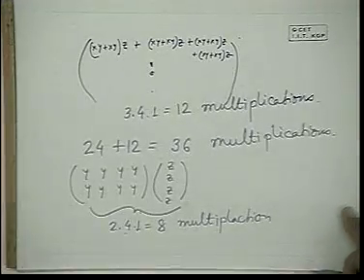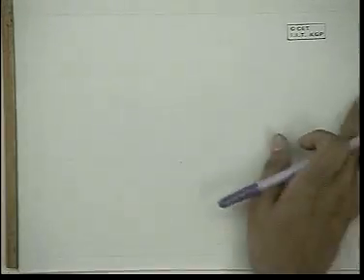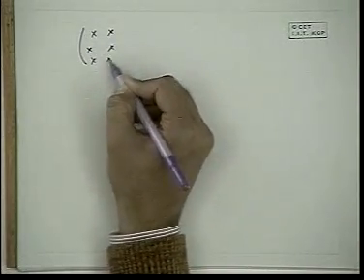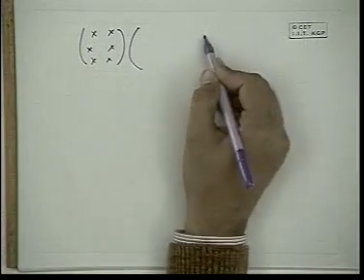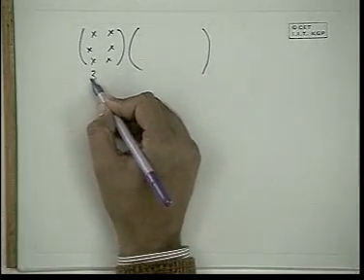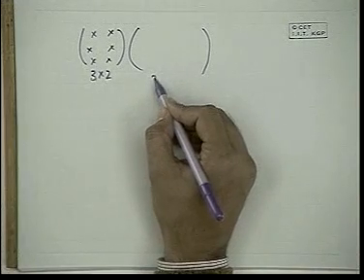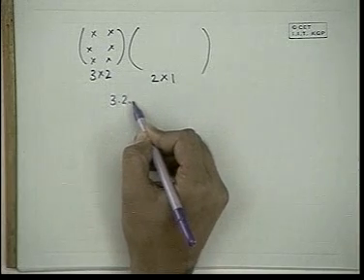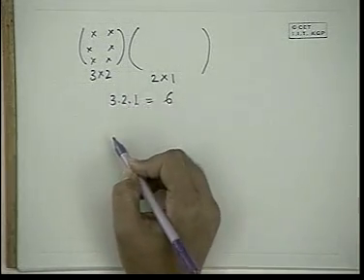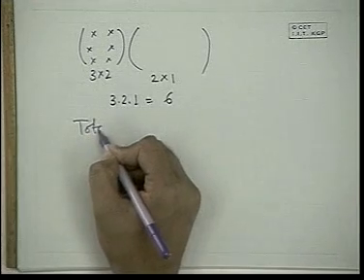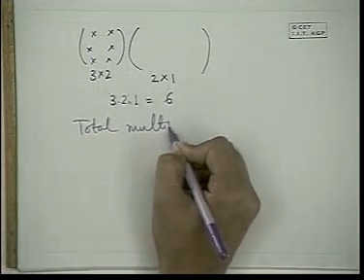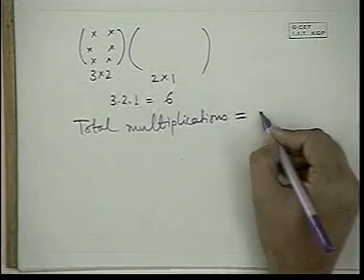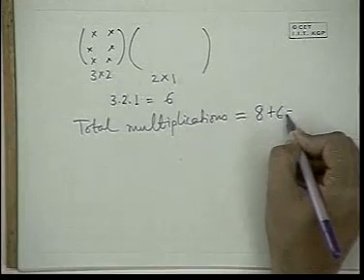So that means we have to do this: x, that will be multiplied by whatever we got. This will be 3 by 2, and the other one will be 2 by 1. So how many multiplications will this take? 3 into 2 into 1, which is 6. So total multiplications now is how much? 8 plus 6, which is 14.